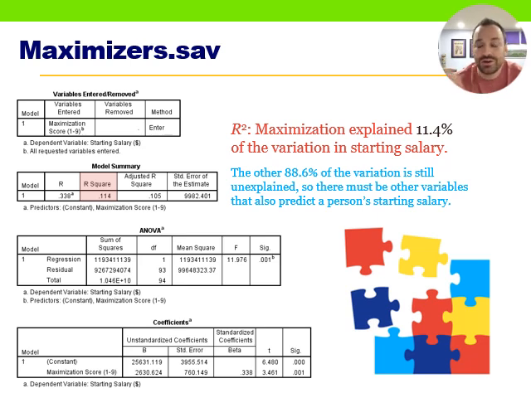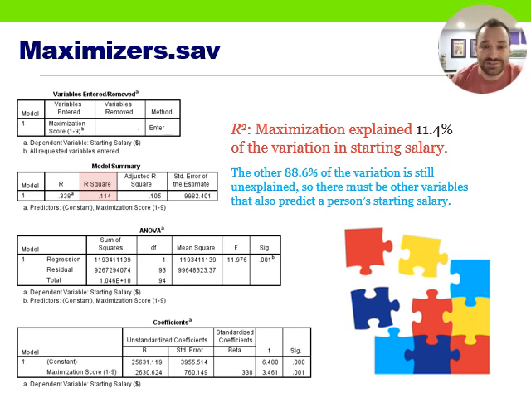Now, the way R squared is going to be explained in a textbook is what you're seeing on the slide right now. Maximization explained 11.4% of the variation in starting salary. Now, to the average person, myself included, that means very little, right? To me, it's easier to think about it as there's a puzzle I'm trying to put together, and by knowing a person's maximization score, it's allowed me to complete 11% of the puzzle. So if you're an optimist here, you're saying, great, I've completed 11% of the puzzle. I know a thing or two about how to predict a person's starting salary.